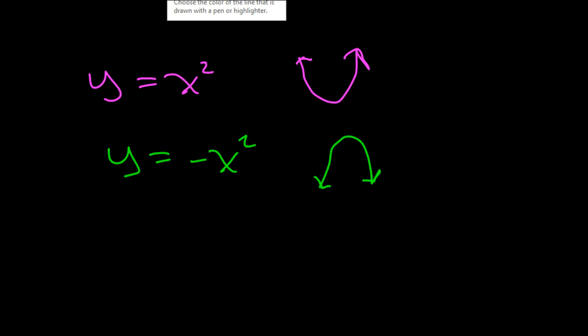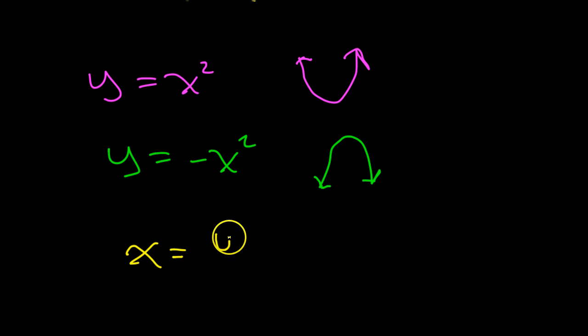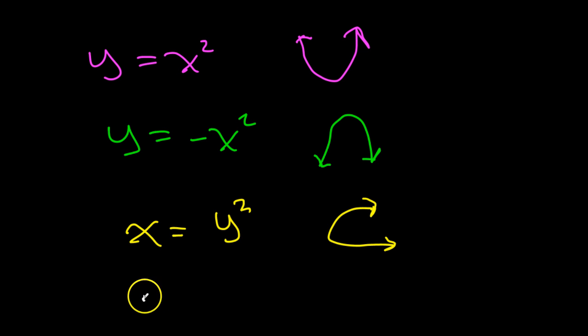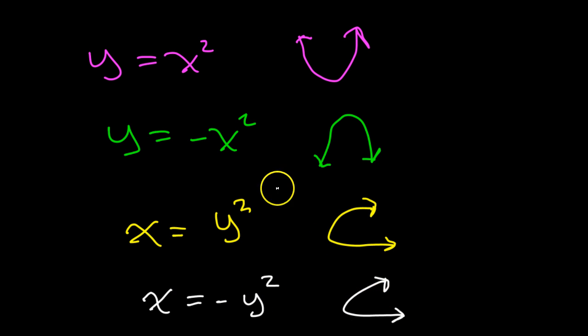Now, imagine that we have this strange situation where instead of x squared, we have y squared. So say if we have x equals y squared. All right, this is new. This is when it is a sideways parabola. And if everything is positive, then it's going to the right. On the other hand, if we have x equals, for example, negative y squared, then it would go to the left.